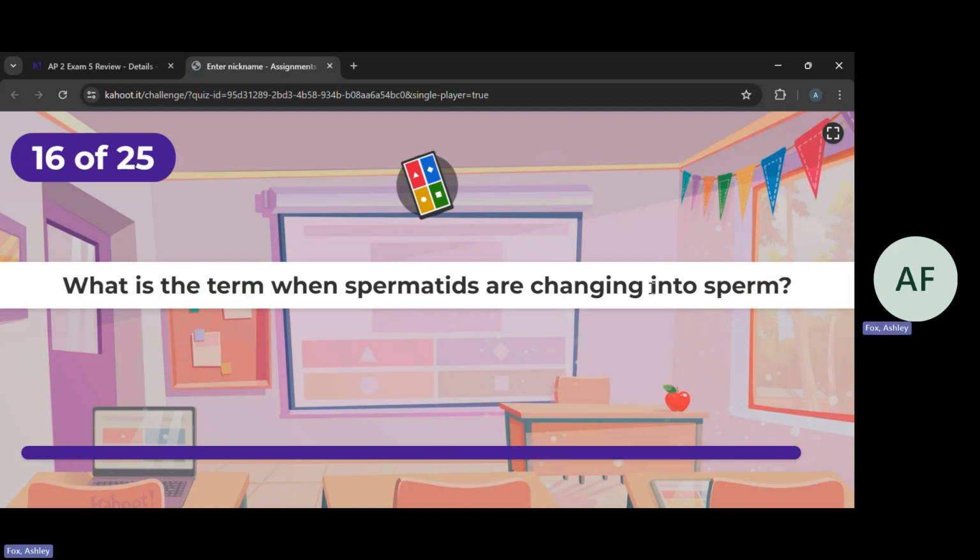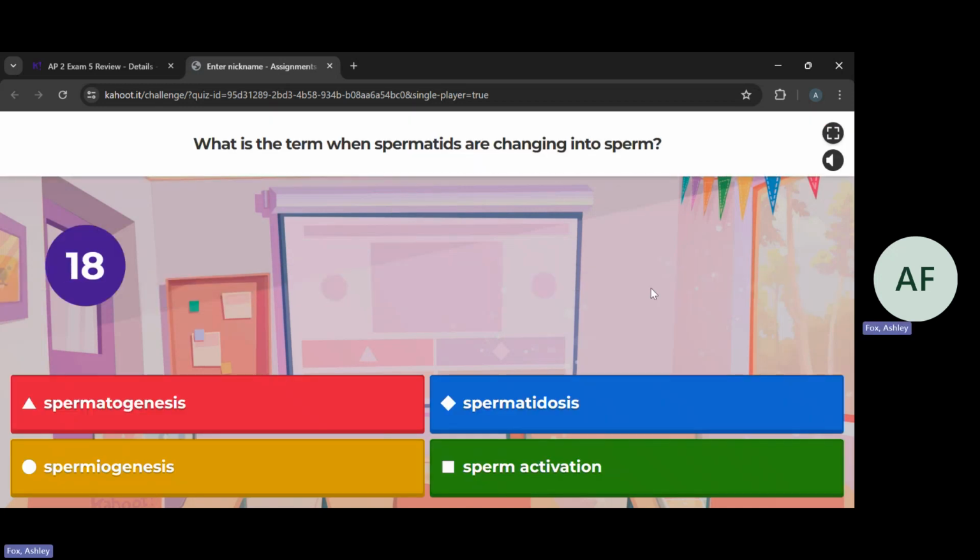I kind of just gave this answer away too, but what is the term when spermatids are changing into sperm? Spermatogenesis, spermatodosis, spermiogenesis, sperm activation.